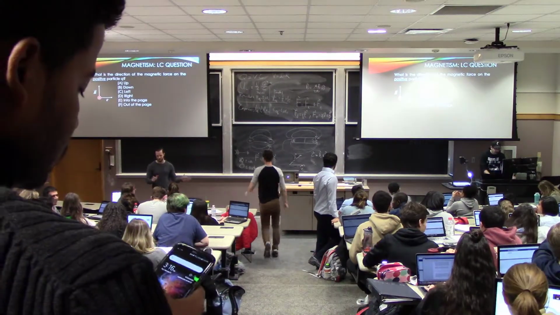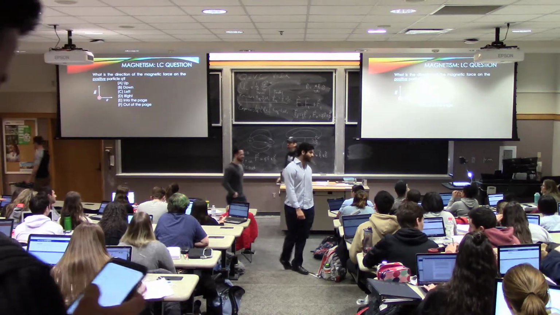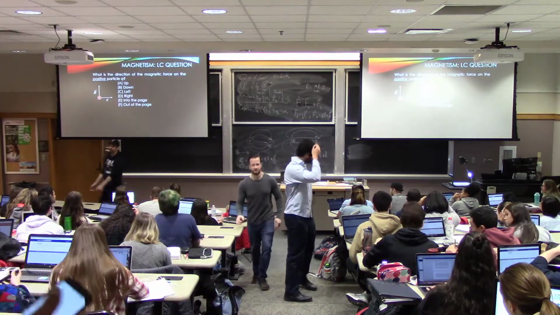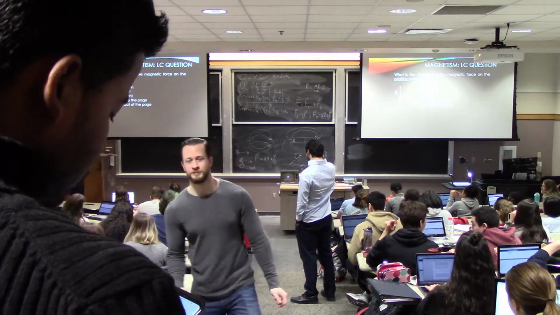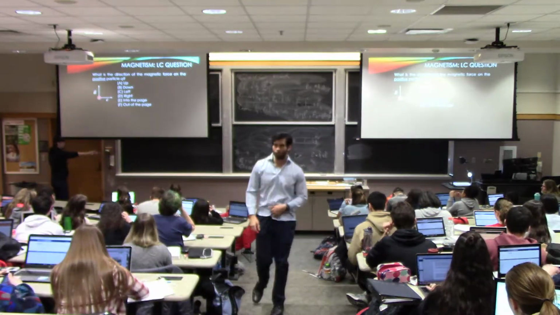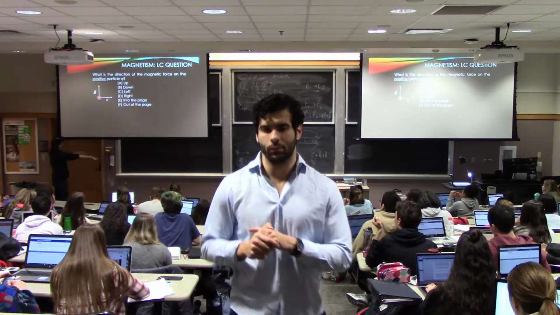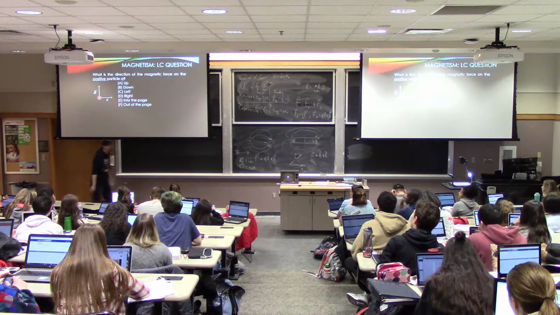So what did we say? 80% of you said the same thing. Out of the page. Why? Yeah, I point my right hand in the direction of V, and then I have to rotate it in some way so that I can rotate my fingers into the direction of B. And then when I do that, my thumb is going to point out. Okay, good.